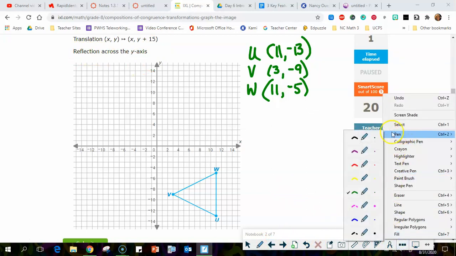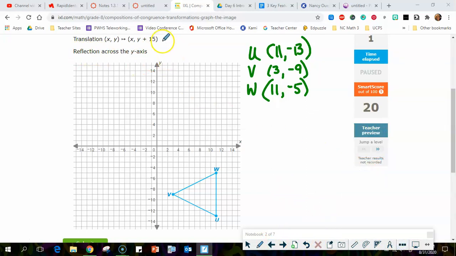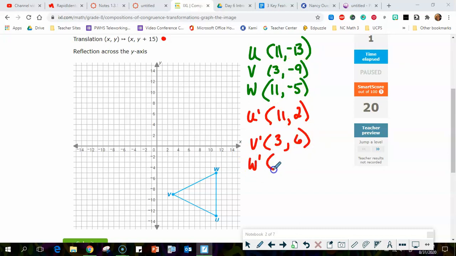So let's go to maybe red. All right, so this one's going to be red. So U prime, all I'm going to do is add 15 to the Y value. The X value stays the same. B prime, 3, and then that's going to be 6. And W prime, 11, and that will be, add 15, that'll be 10. Okay, so I don't need to graph this. I'm going to graph the next one.